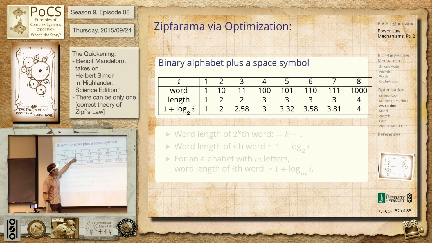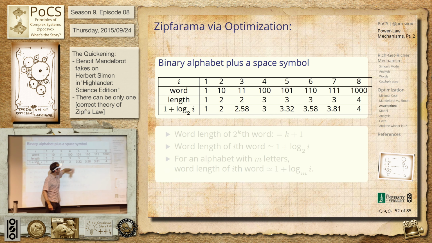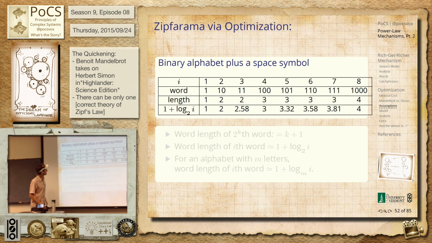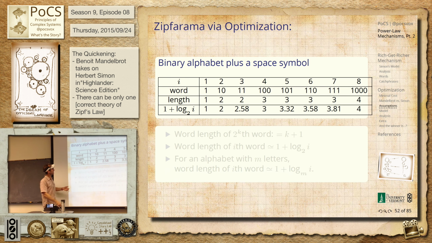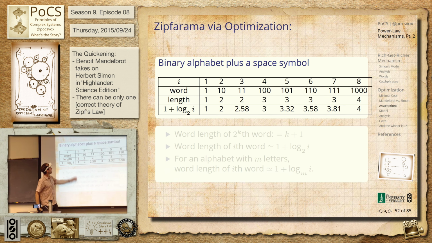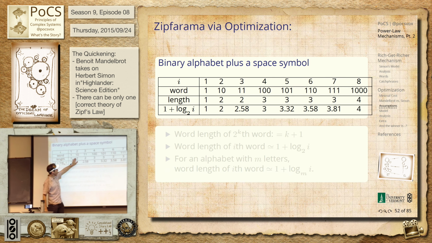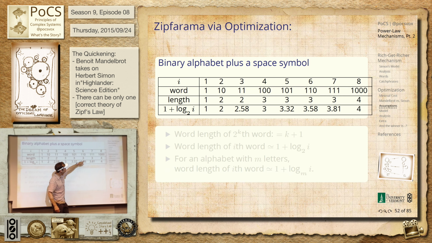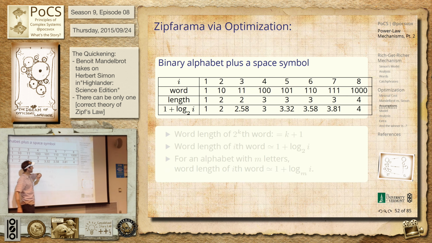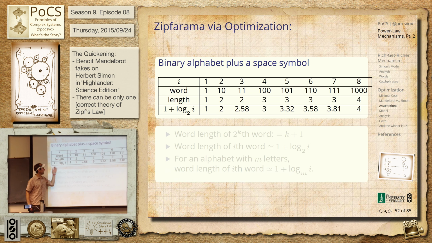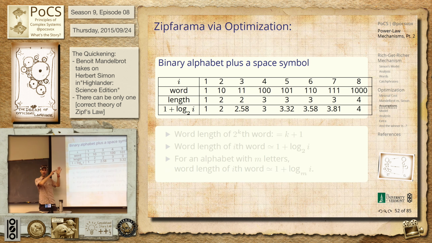Okay, so these are our words. They're terrible words. And we imagine there's a space as well, a space symbol, which is really a third character. So the lengths of these, as you can see, are 1, 2, 2, 3, 3, out to 4. And so these things are growing logarithmically and slowly, right? The lengths are growing slowly.